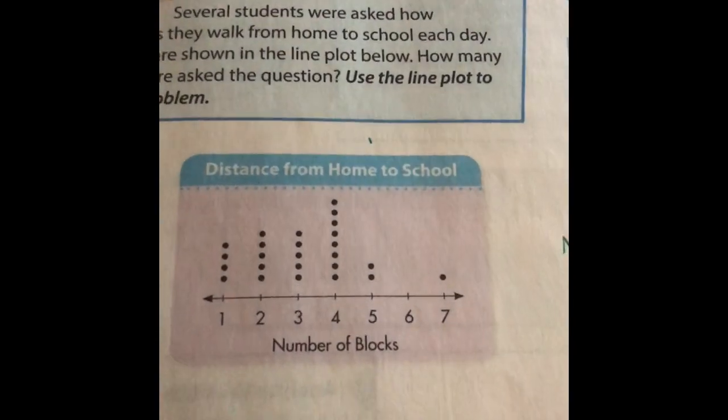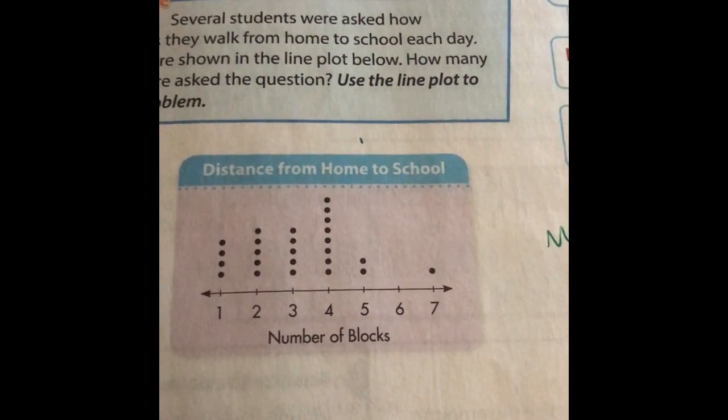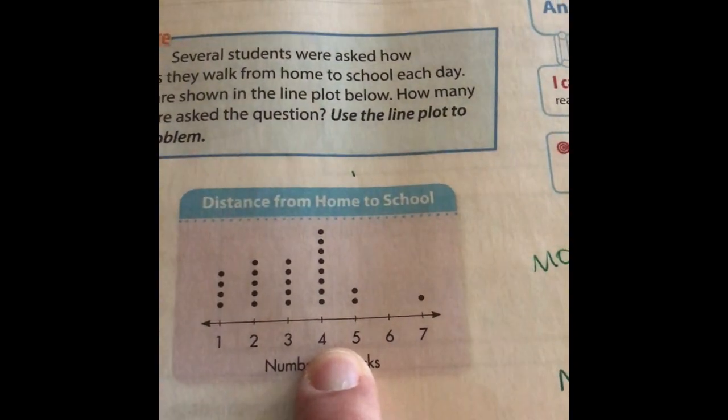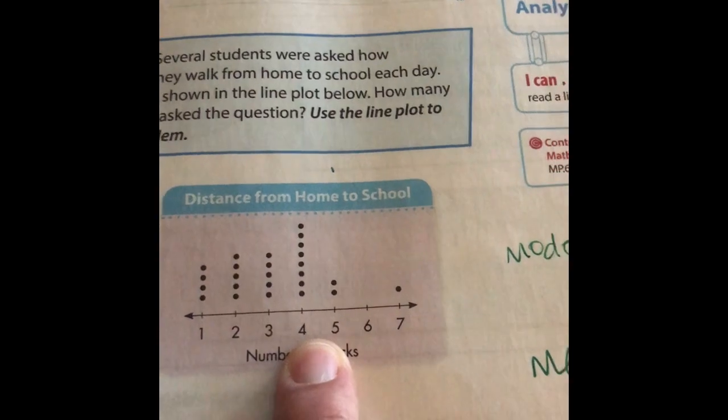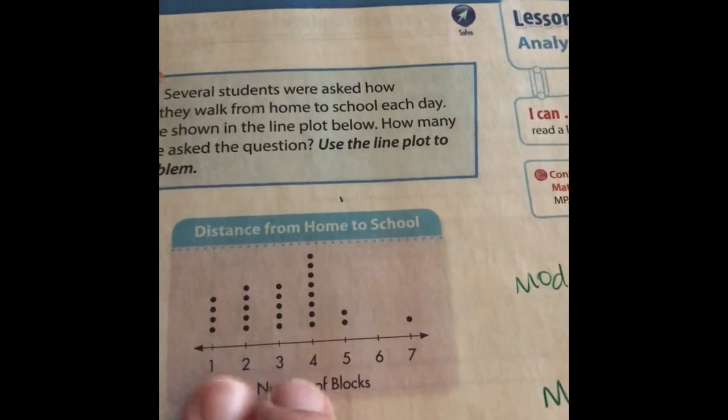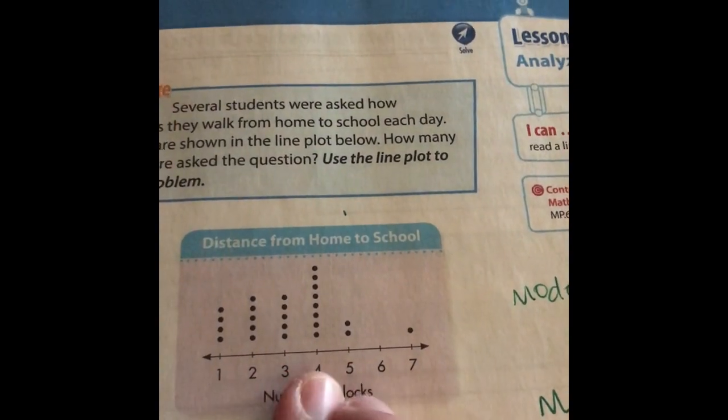Mode is the most occurring. So if you look at this line plot, the one that occurs the most is a 4 because the most dots are above that, right? My computer is still thinking. Median is your middle number. Now, it's not the middle number when you just look at this data. Right? It's not a 4.